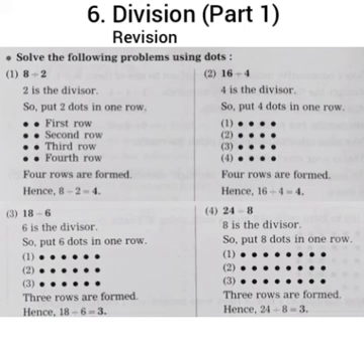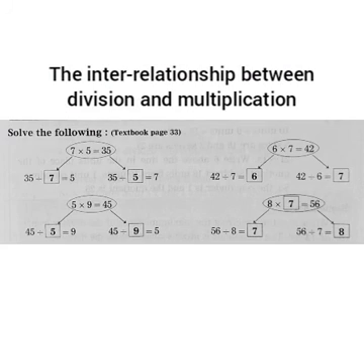Here total are 24 dots. 3 rows are formed. Hence, 24 divided by 8 is equal to 3. Exercise from page number 33. The interrelationship between division and multiplication.